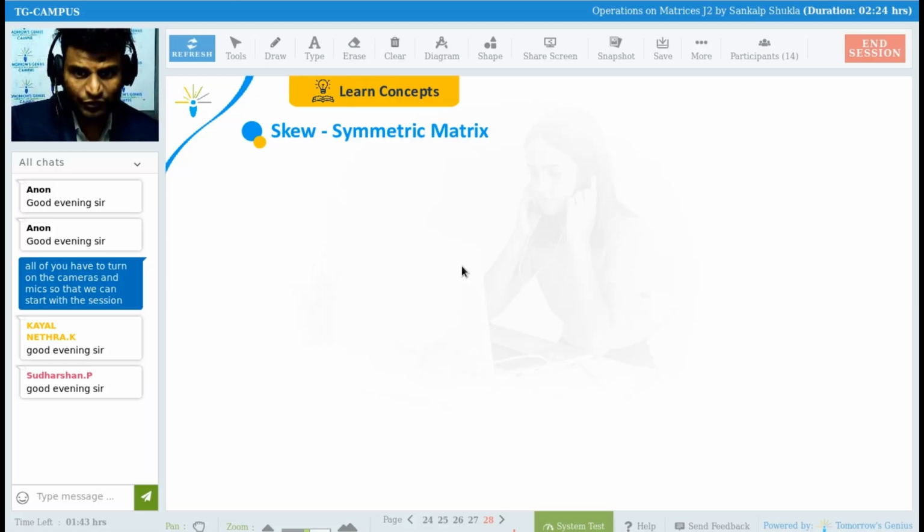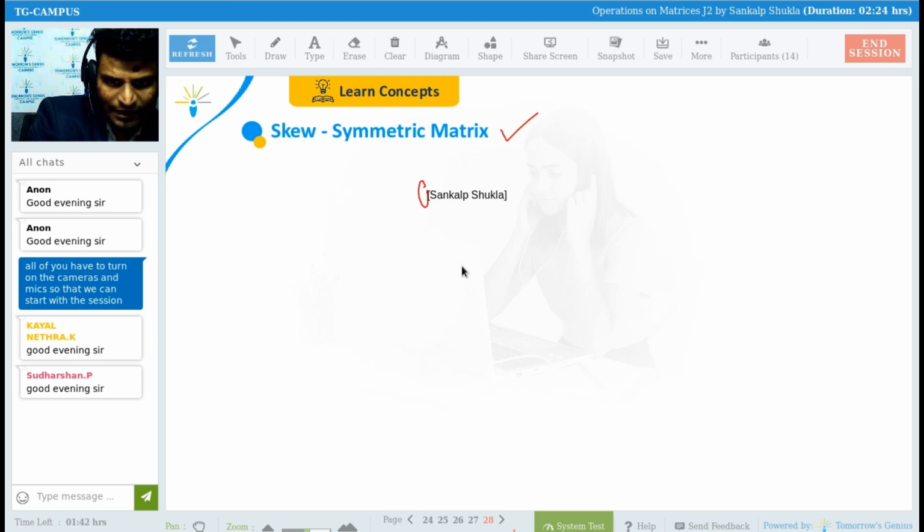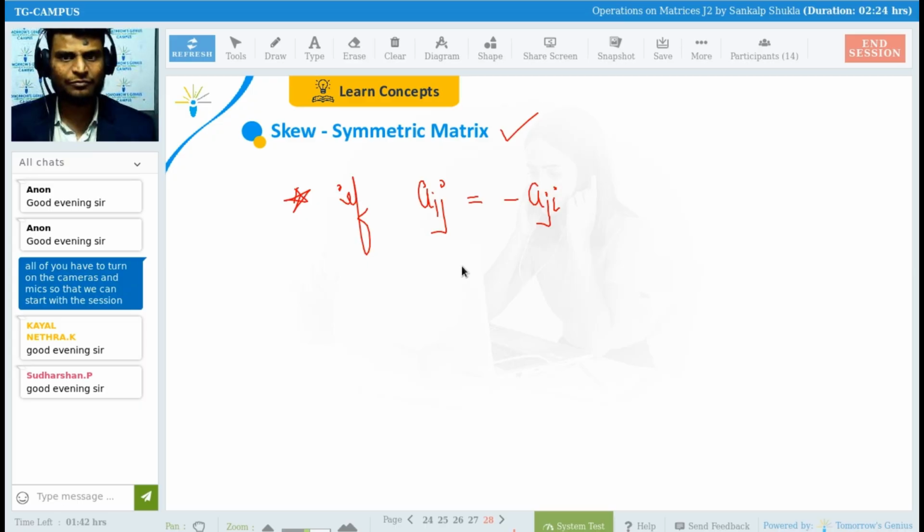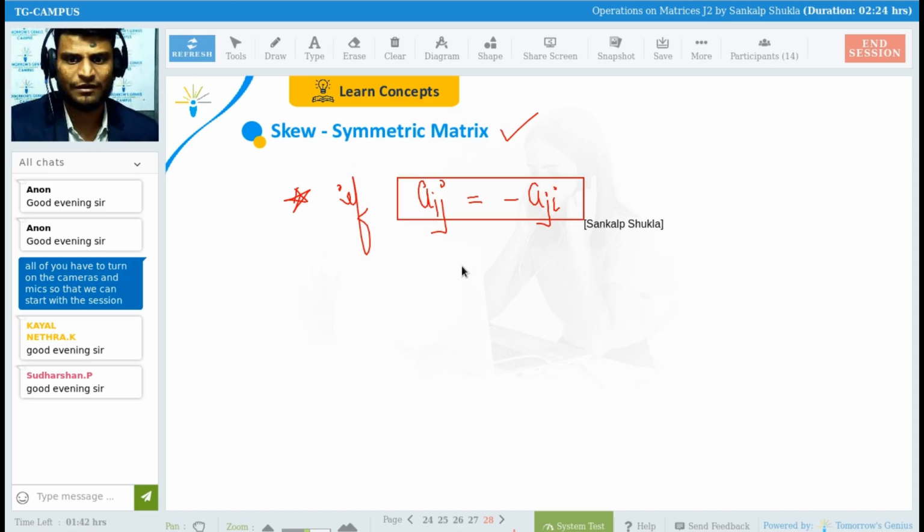Okay, fine. Now we have the skew symmetric matrix. What is a skew symmetric matrix? Just note down the condition. If Aij is equal to minus of Aji, then the particular matrix is said to be skew symmetric. I'm not looking for Aij and Aji to be equal, but they should be equal to the negative of each other.